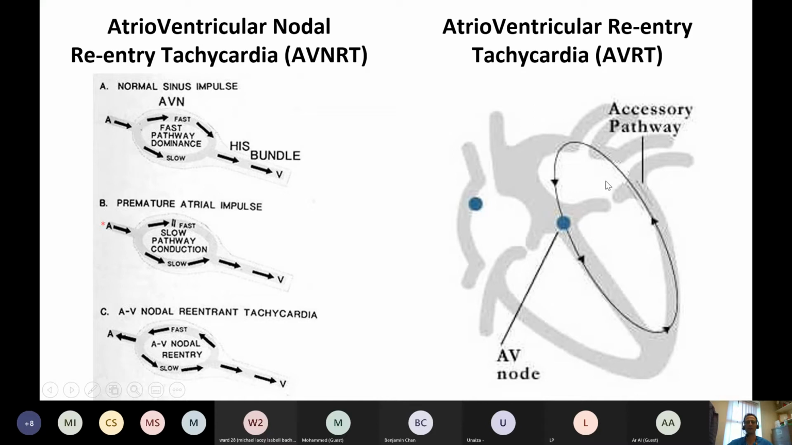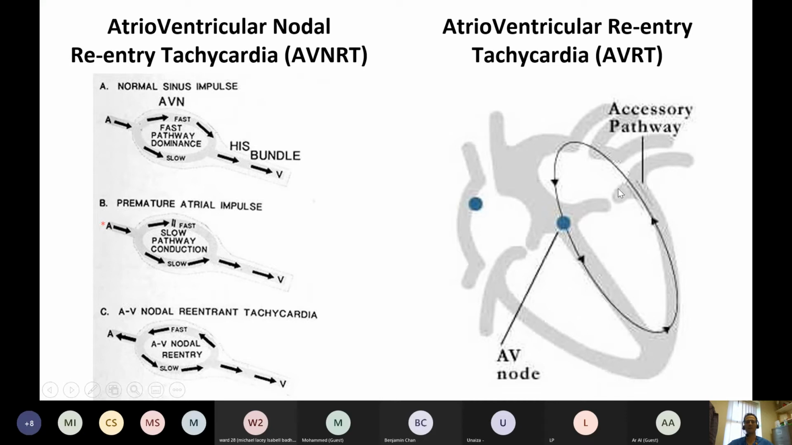Now, in an accessory pathway, the signal goes either down through the AV node and then back up through the accessory pathway, and that gives you a narrow complex tachycardia. Or more rarely, it can go down through the accessory pathway, back up through the AV node and go round and round in an antidromic, it's called, orientation, and give you a broad complex tachycardia.